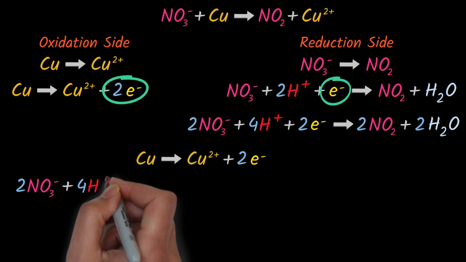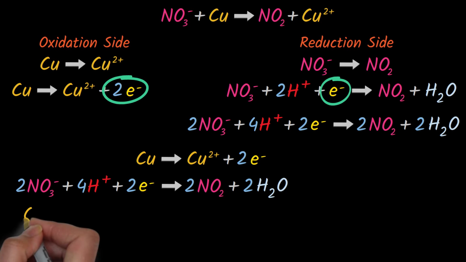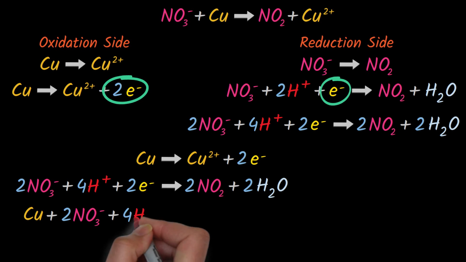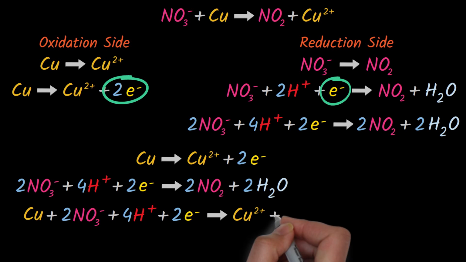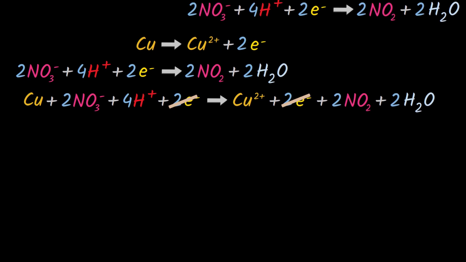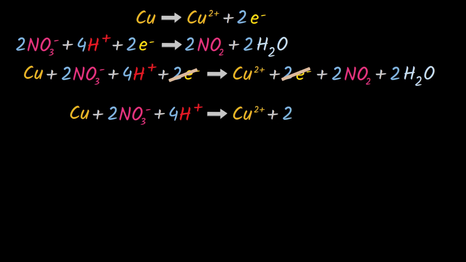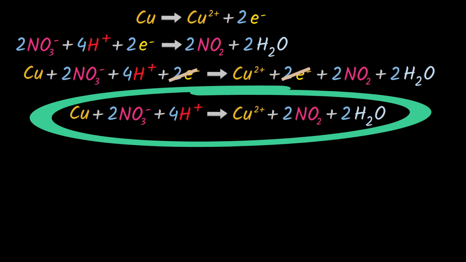Now, we need to add them back together. We combine the 2 reactant sides together and the 2 product sides together. This allows us to cancel some things out, which leaves us with our final balanced equation. A good way to double check that you did everything correctly is to verify that this equation does indeed balance out in the final step.